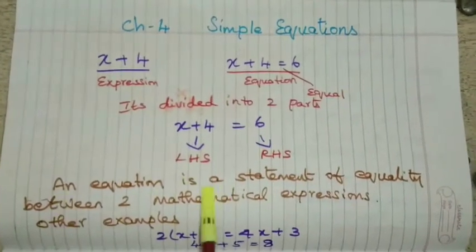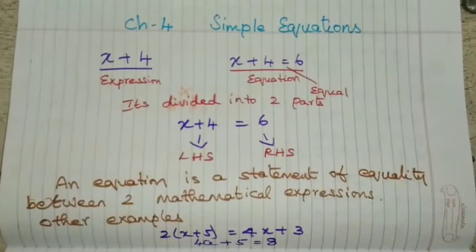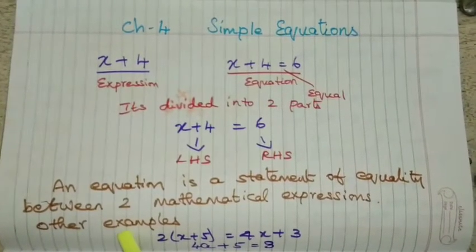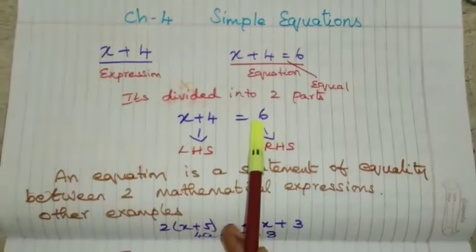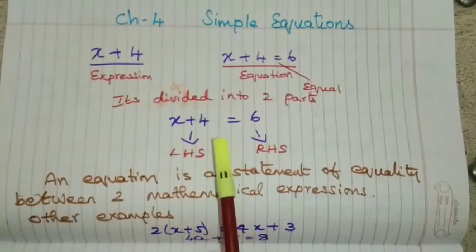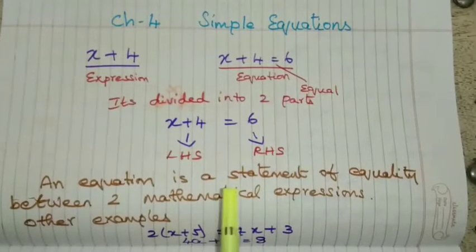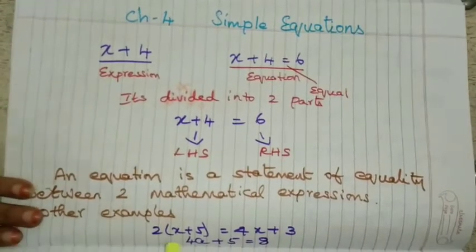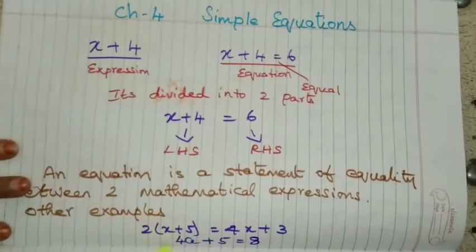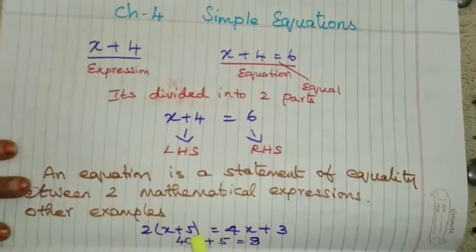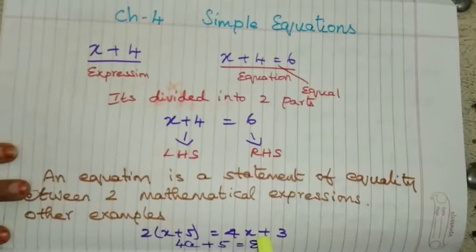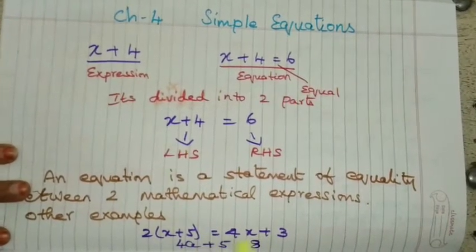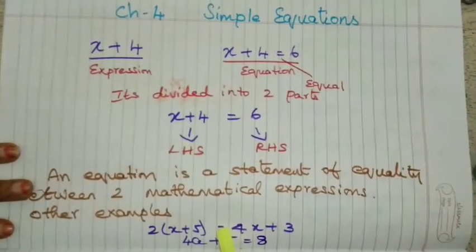So an equation is a statement of equality between two mathematical expressions. Other examples, I have equated here to a constant. You must be wondering, you are telling mathematical expressions equated to mathematical expressions. Where is the other expression? This way also it is possible. 2 into within brackets x plus 5 is equal to 4x plus 3. So, an expression is equated to another expression.